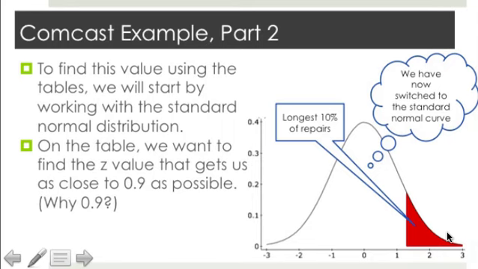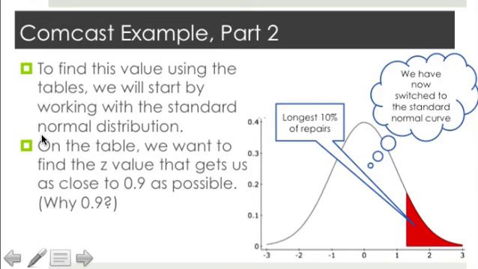Now, to find this value, to find the number of hours that corresponds to this scenario, we're going to have to start by working with the standard normal distribution. The reason for that is simple. The only tables that we have are related to the standard normal distribution. So keep in mind here that we've now switched to the standard normal curve where our mean is 0 and our standard deviation is 1, as opposed to the previous slide.